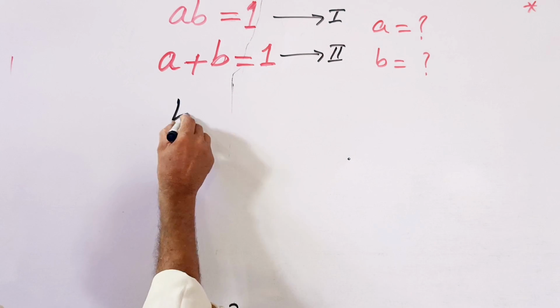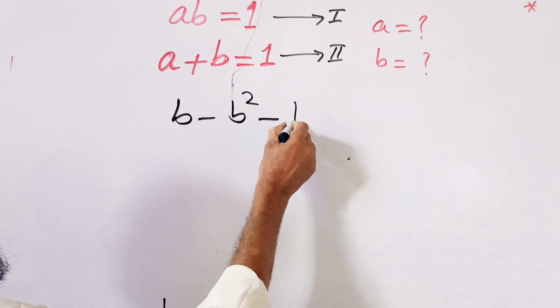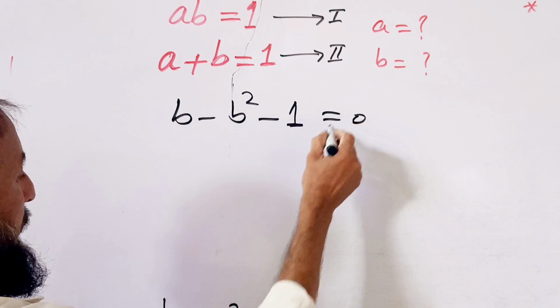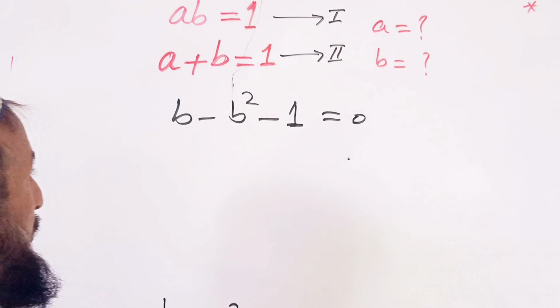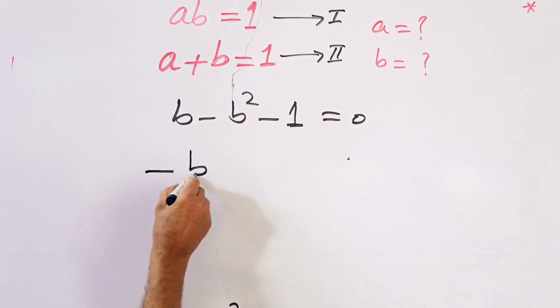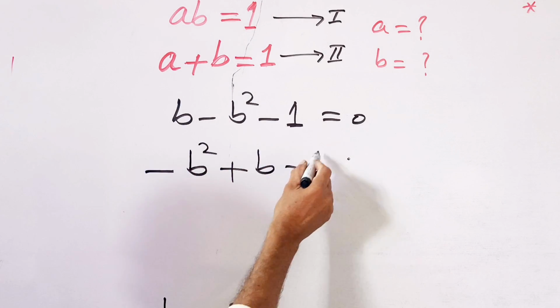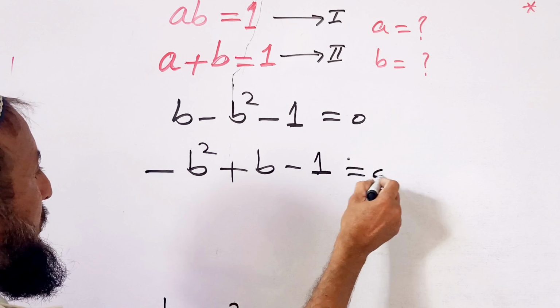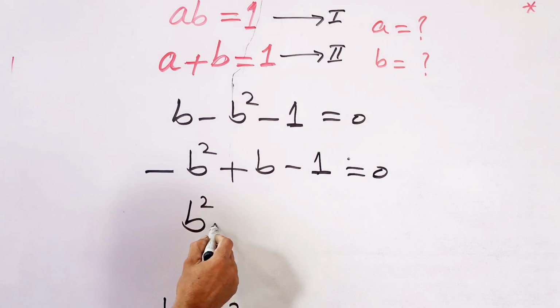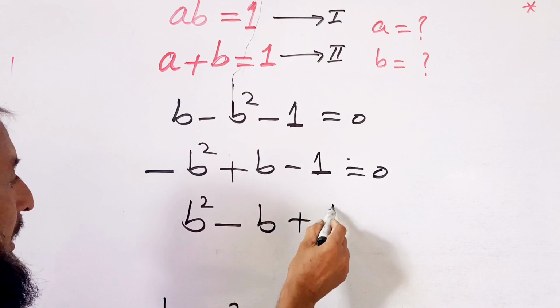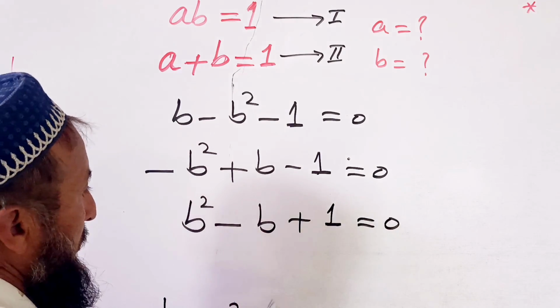Now we multiply: B minus B square minus 1 is equal to 0. We transfer 1 to the left side, and its sign is also changed. We arrange the form as B square plus B minus 1 is equal to 0. Now multiplying both sides by minus 1, we get B square minus B plus 1 is equal to 0.